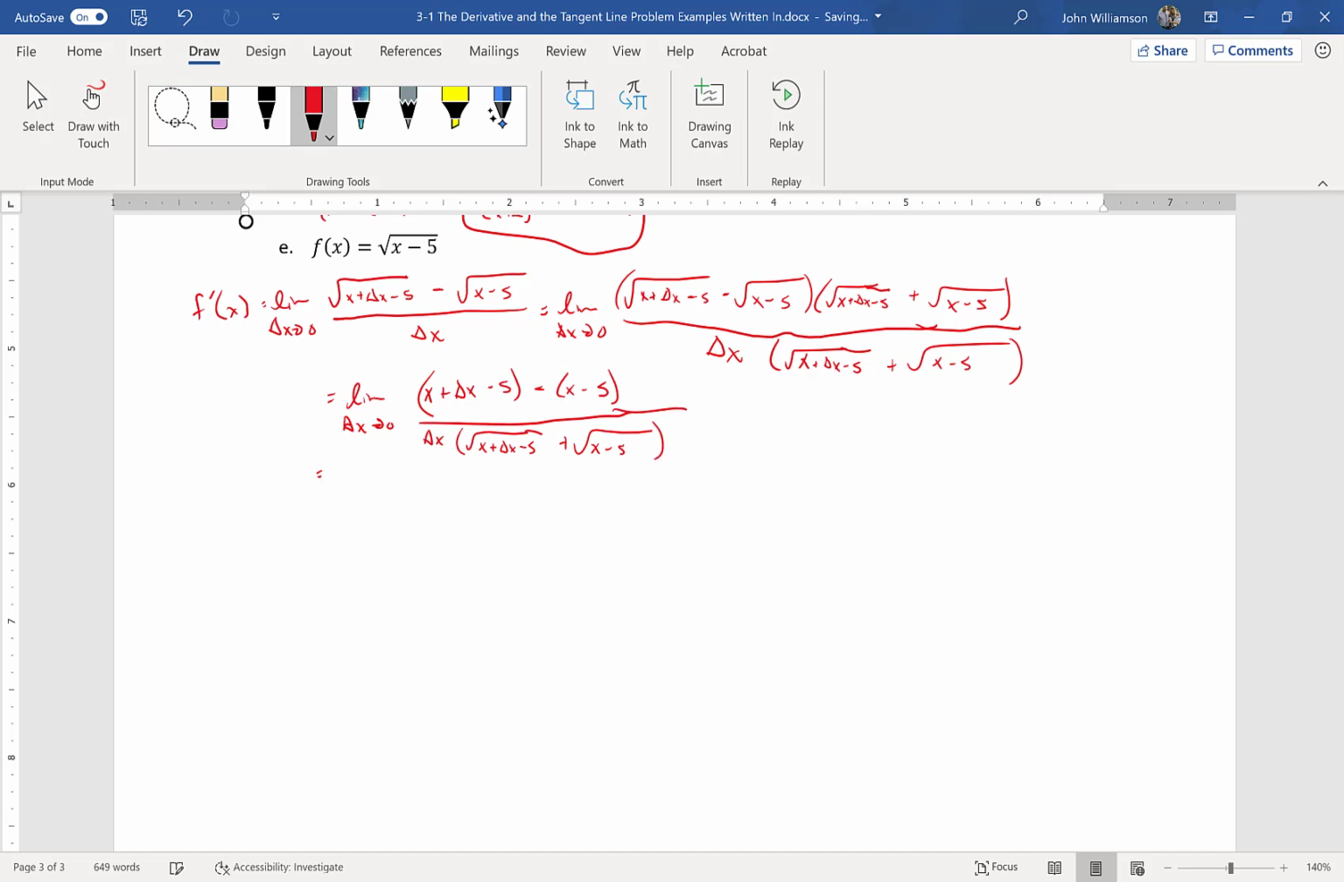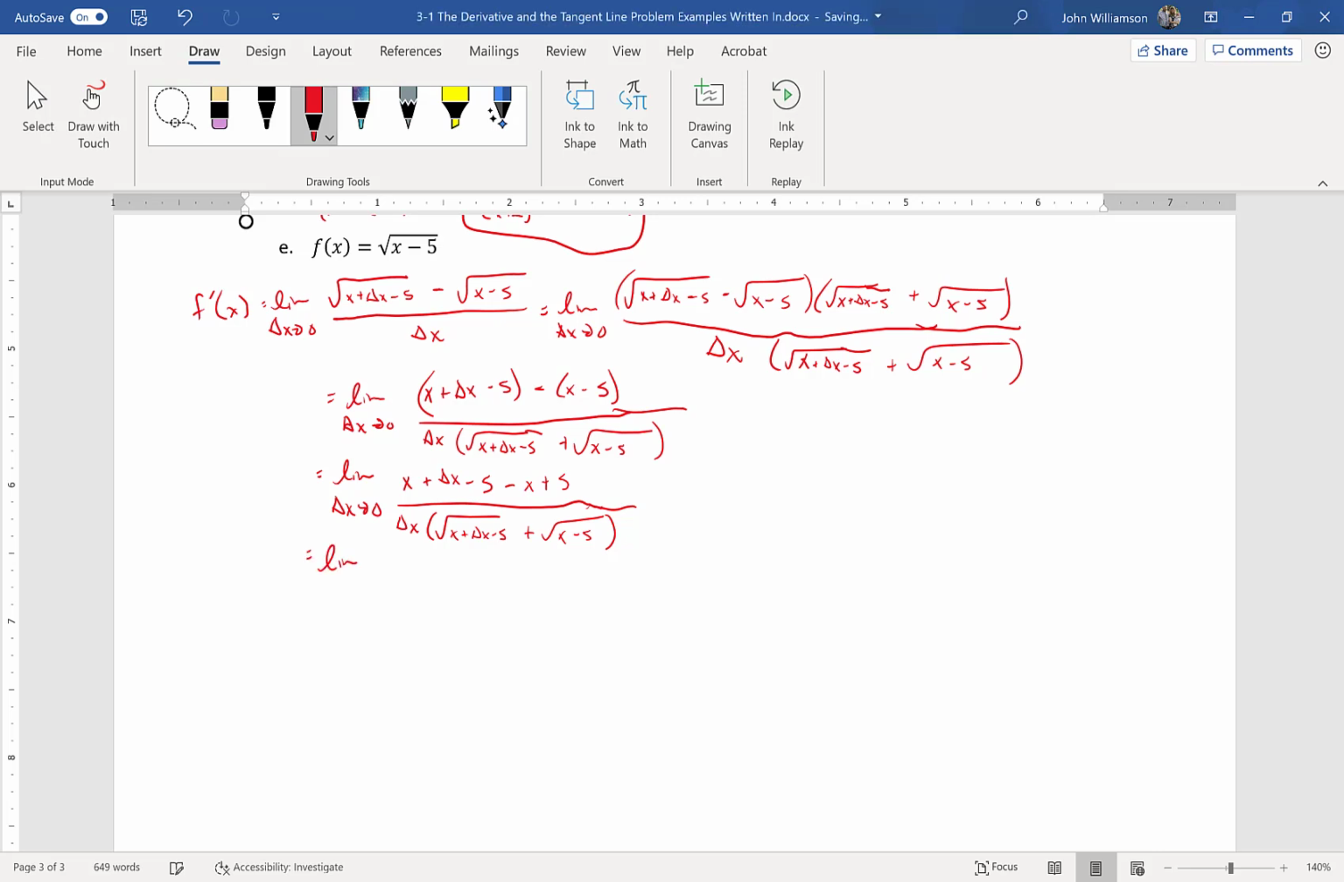So clean up the numerator a little bit. So this is the limit as delta x is approaching 0. We have an x minus an x. So let me go ahead and just write out the distribution first. So x plus delta x minus 5 minus x plus 5 all over this ugly denominator, delta x times square root of x plus delta x minus 5 plus square root of x minus 5. Don't forget your parentheses around this radical grouping, right? So this sum of two radicals. Since you're multiplying delta x by the entire thing, you've got to have those parentheses, right?